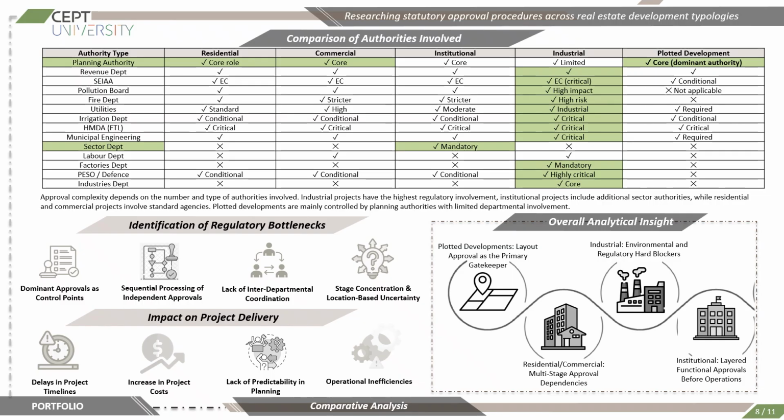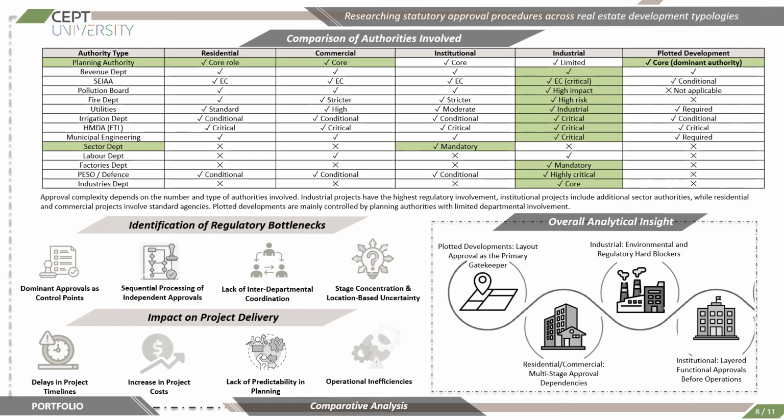Industrial developments involve the highest number of authorities, including the factories department, industries department, petroleum and explosives. Plotted developments in comparison involve very limited departmental authorities because the approval process is mainly focused on the layout compliance. The highlighted insight summarizes the dominant regulatory pattern in each typology. Plotted developments are controlled primarily through layout approval. Residential and commercial developments are dependent on multi-stage approvals, and industrial projects are dominated by environmental and regulatory challenges. The slide also identifies major challenges in the approval system.